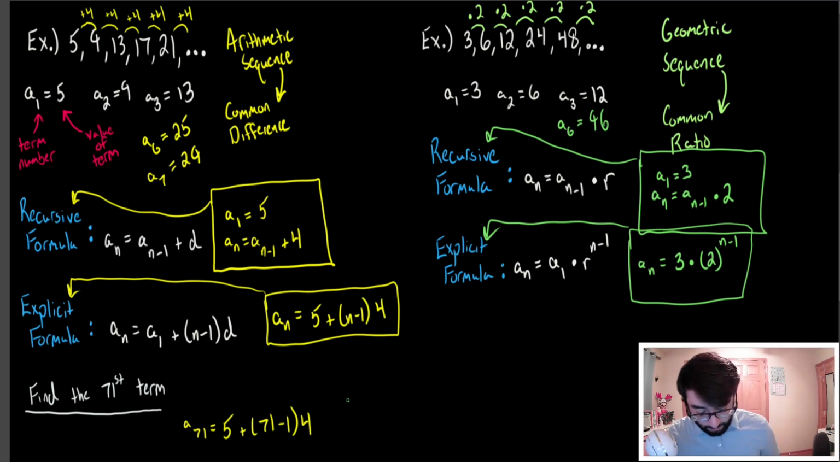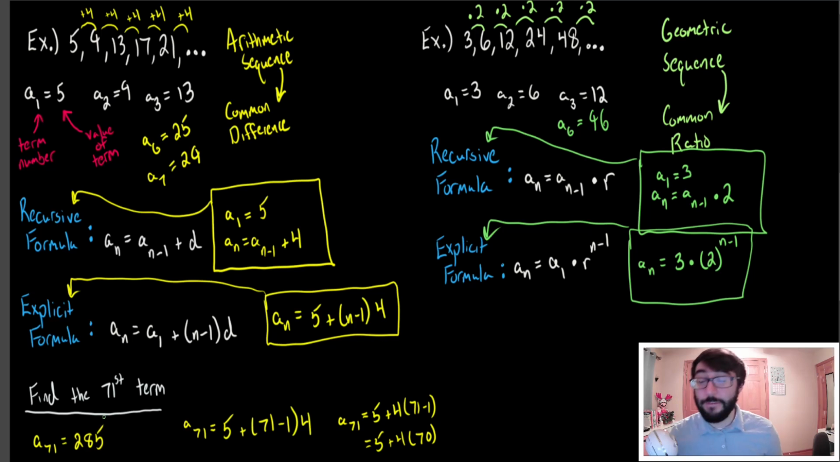Now, me personally, I always actually write this like this, because that actually kind of mimics distributive property a little bit more clearly. And just so you know, you can actually plug this into your calculator exactly like so. We're going to be doing 5 plus 4 times 71 minus 1. You can break this down and do it step by step if you want. That's going to be 5 plus 4 times, well, 71 minus 1 would be 70. Well, 4 times 70 would be 280, so this is going to get me 285. So that tells me that the 71st term would be 285.